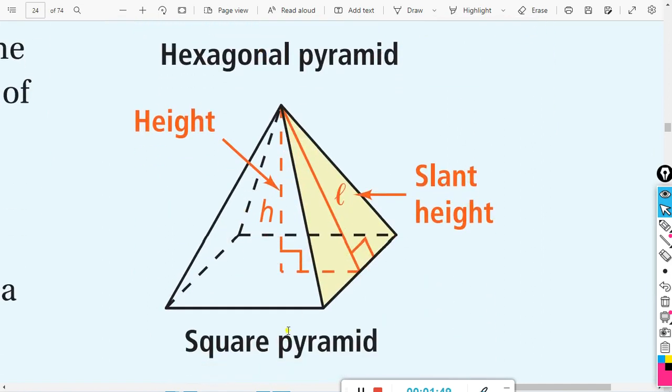And right here we have a square pyramid because the base is a square. The lateral faces, again, are all triangles, and they meet at a common point or vertex.